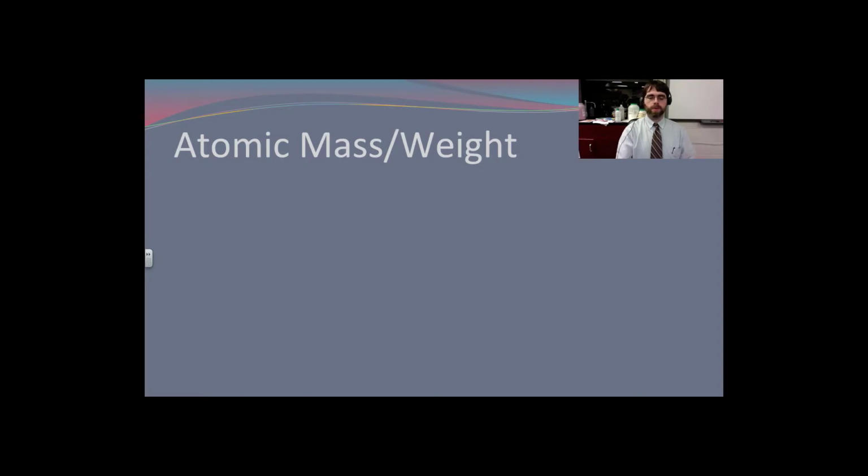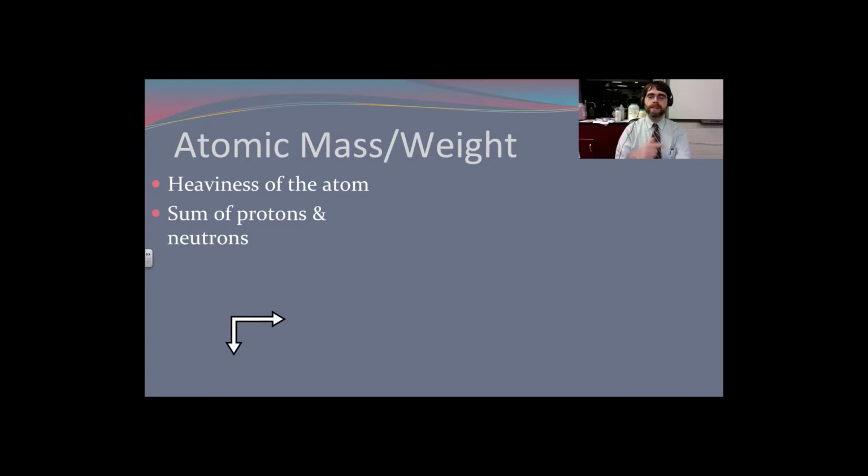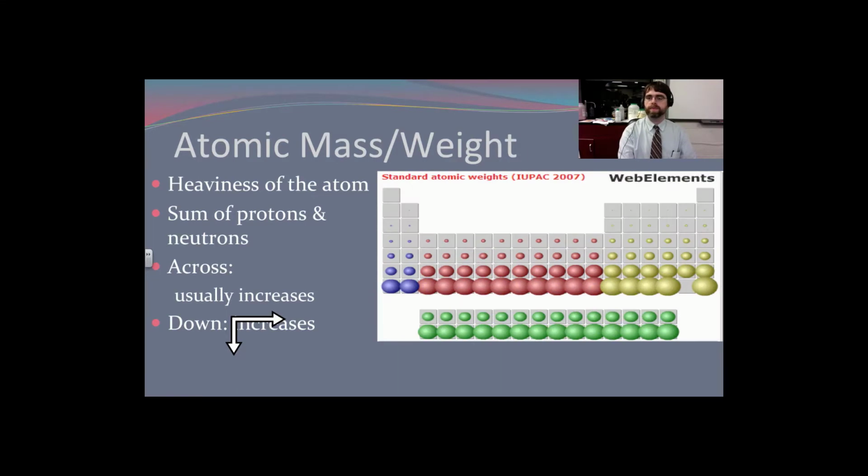Next, for atomic mass or weight, it's simply how heavy it is. As we've said previously, it is the sum of the protons and the neutrons. Here, as we go across, it usually goes up, and as we go down, it always goes up. And I apologize that the arrow is over top of the word here. And there are a couple exceptions to this.